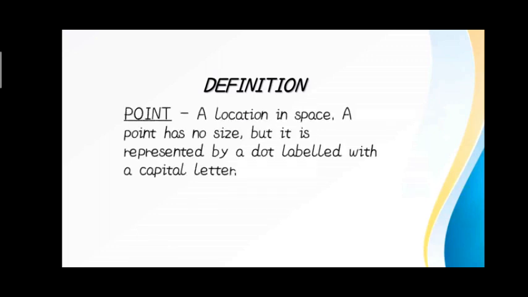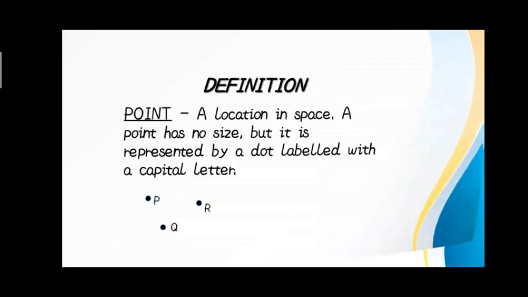And the first undefined term was point. Now what is a point? A location in space. A point has no size, but it is represented by a dot labeled with a capital letter. This you have already read. Let's take some examples also. This is a point and we name it as P. This is another point, we name it as Q. This is another point and we name it as R. So what you have noticed here, I have used all capital letters to represent a point. This is the important thing. We have to use a capital letter to represent a point.